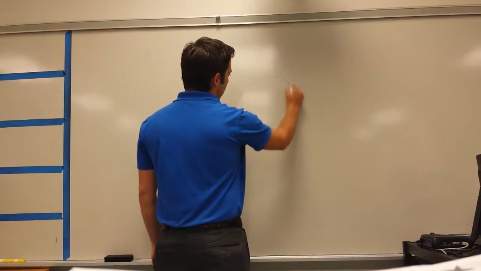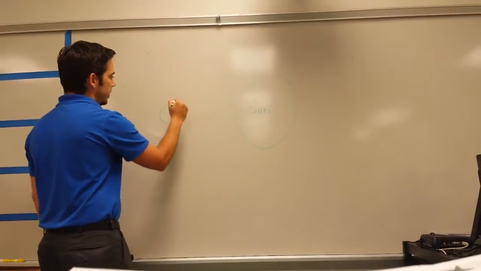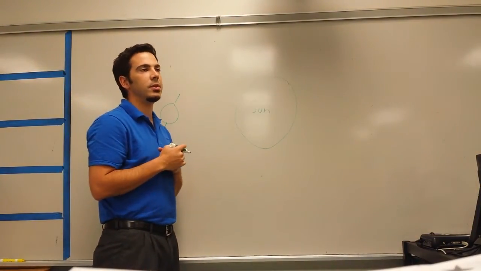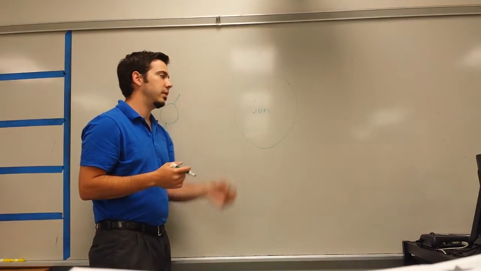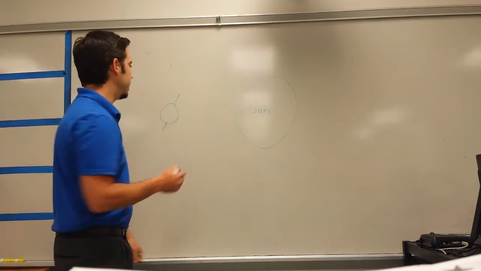So right off the bat, I'll just go ahead and draw a sun in the middle. We'll do seasons. Earth is on a tilted axis. It's tilted about 23.5 degrees. And based on that tilt and the revolution of Earth around the Sun, that's what causes seasons.